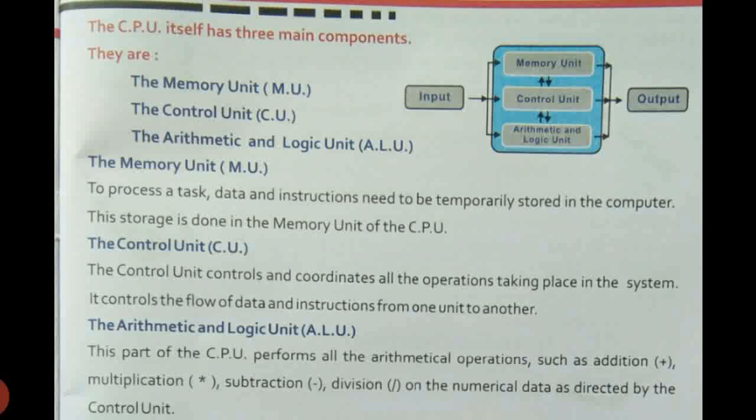First one is the memory unit, that is MU. To process a task, data and instructions need to be temporarily stored in the computer. This storage is done in the memory unit of the CPU. Students, in the memory unit, I would like to tell one simple example about the Android mobile phone.